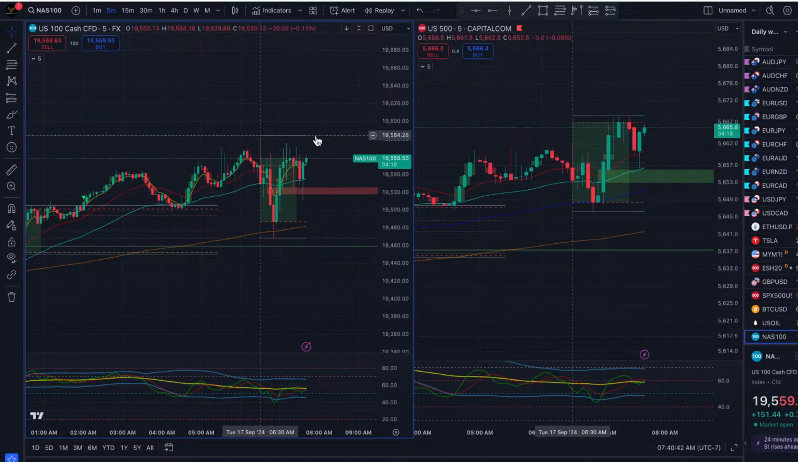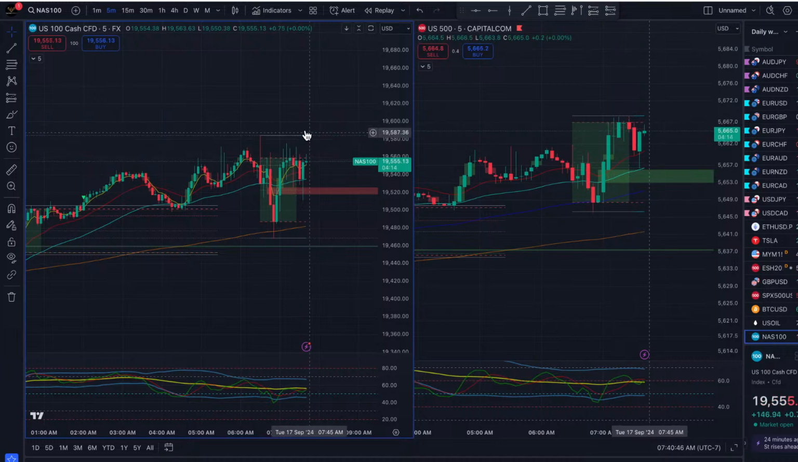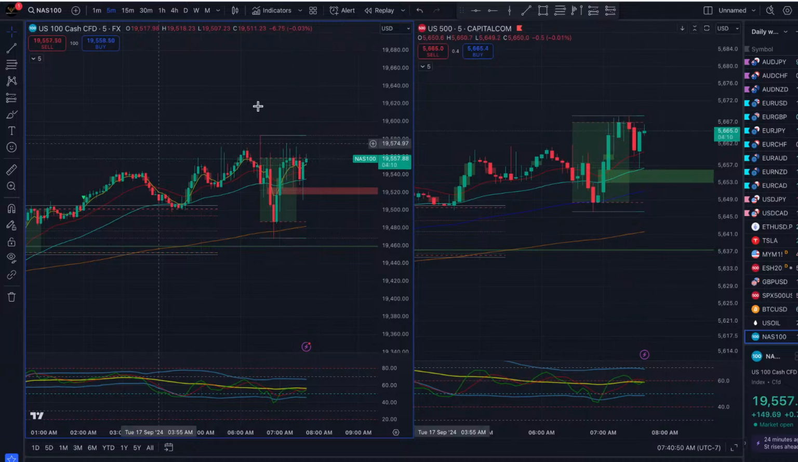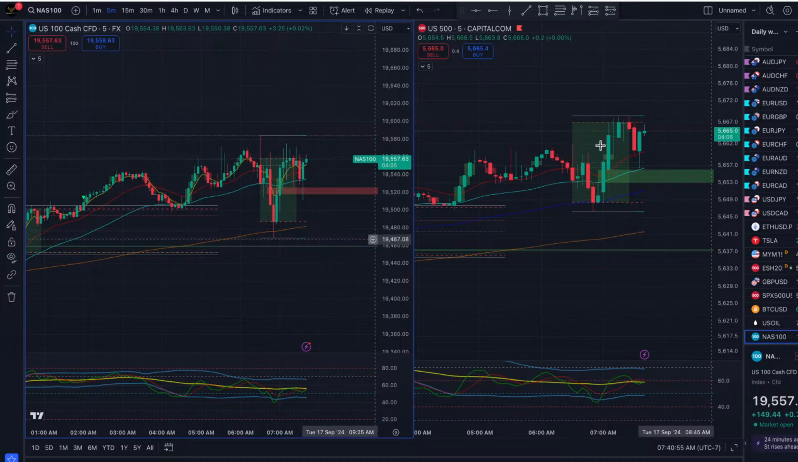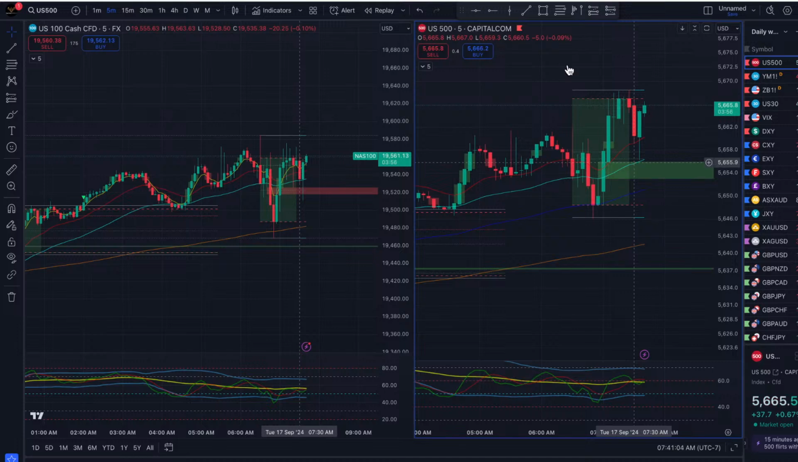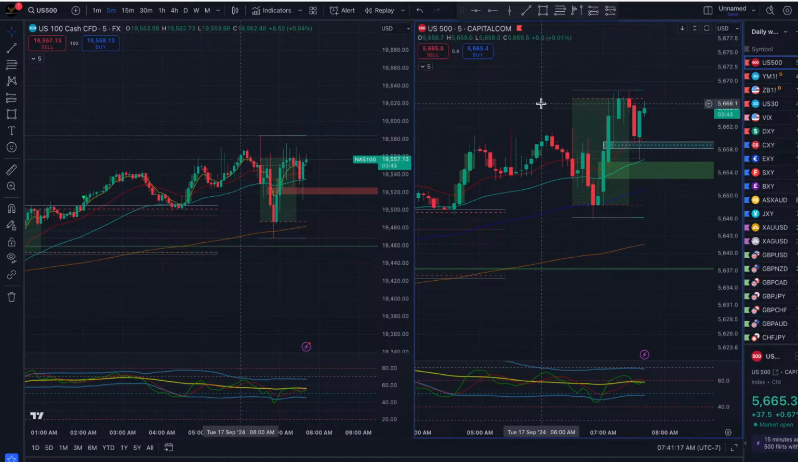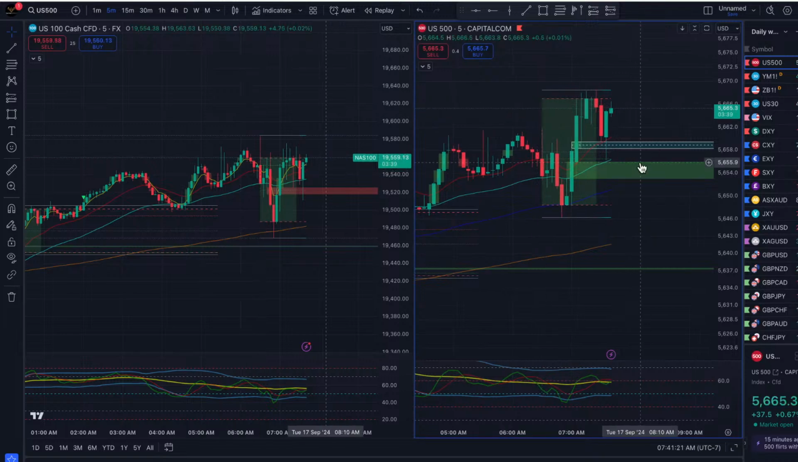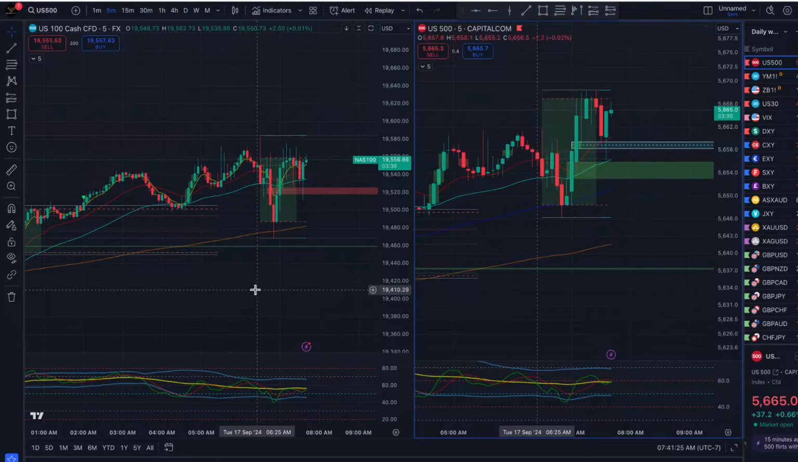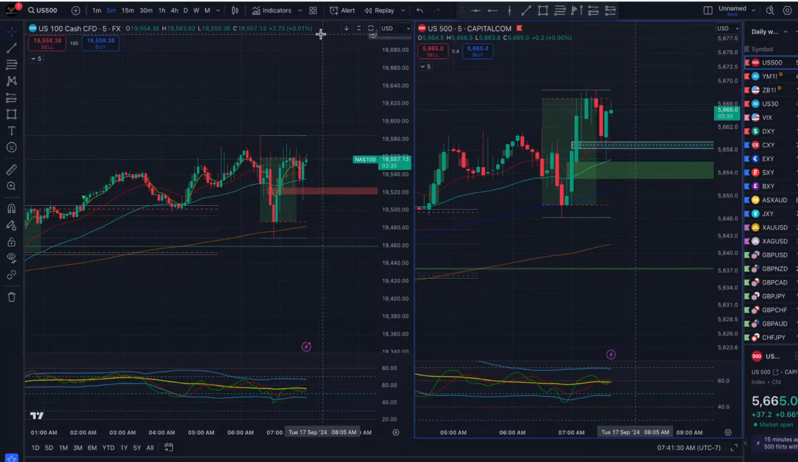I want to see it take these highs and then give us a bullish confirmation. Otherwise, if it fails to do so, then it might just push down, in which case NAS would be the weaker one of the two. Right now, US 500 is stronger. US 500 above that fair value gap as well right now. Still just patiently waiting.